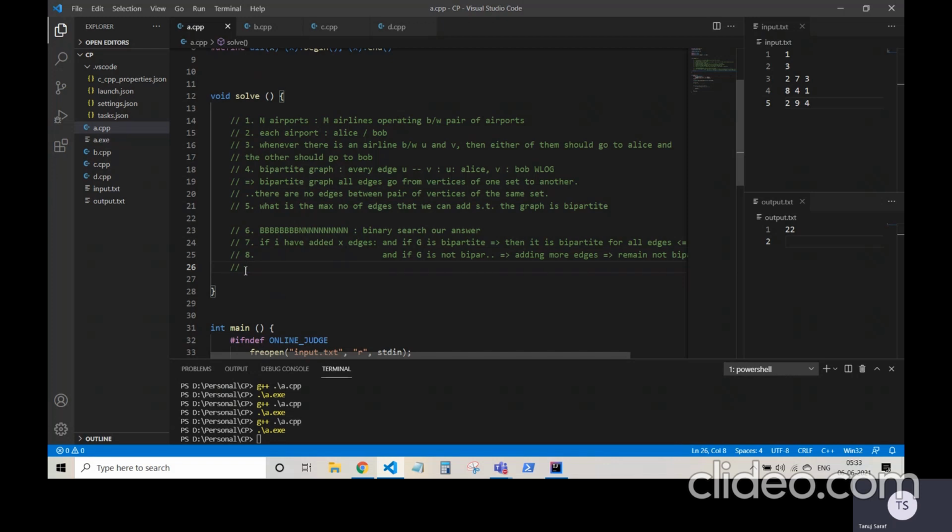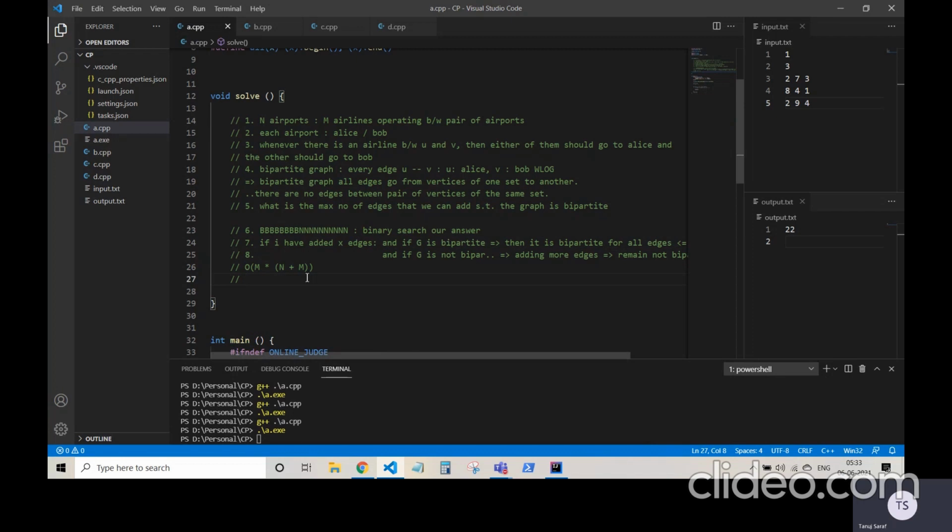And clearly we cannot add one edge and then keep checking every time, because that would lead us to a solution which is order n square, m into n plus n, something of this sort, right? Instead, if we did a binary search on this point as to how many edges I have added till now, right? We wanted to maximize this x. What is the maximum number of edges that I can add?